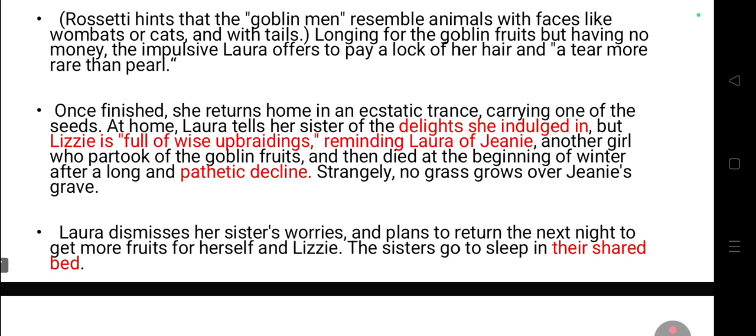So Laura dismisses, and not only dismisses, she plans to return the next night to get more fruits. Now she had the taste. She becomes habituated with the first experience even. So she plans to return the next night to get more fruits for herself, and not only for her, for Lizzie as well. The sisters go to sleep in their shared bed. Shared bed is highlighted here, that suggests some homosexual elements.